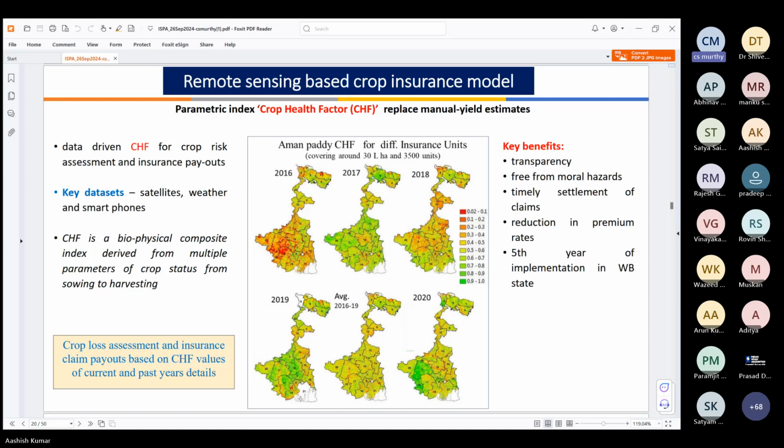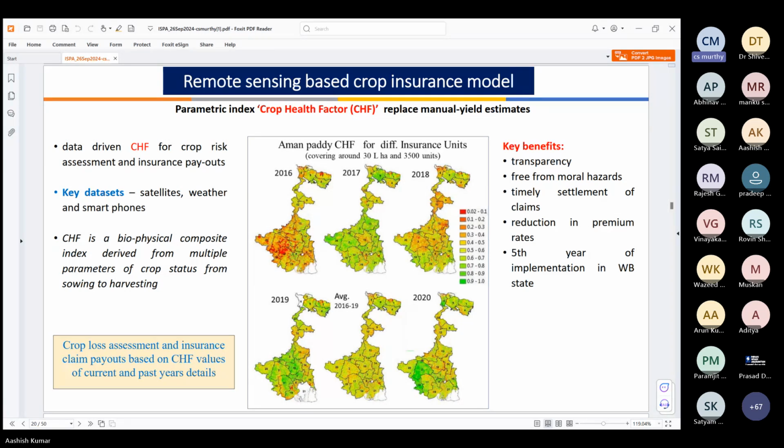In place of yield, we have put the crop health factor of the current and past years. The crop health factor is a biological composite index, an index-based approach. It is an index which is very close to yield, very responsive and very sensitive to yield. Since it is completely driven by technology and replaces the manual system, transparency has gone up, moral hazards have come down, timely settlement of claims has been achieved, and the premium rates have come down.